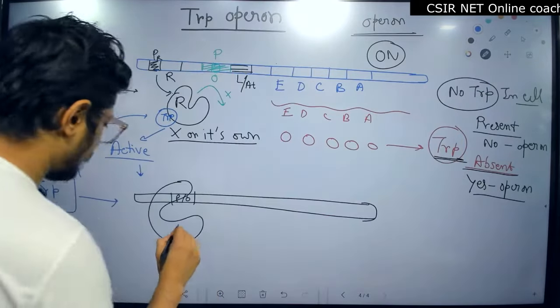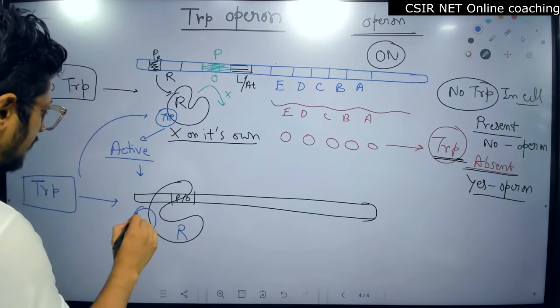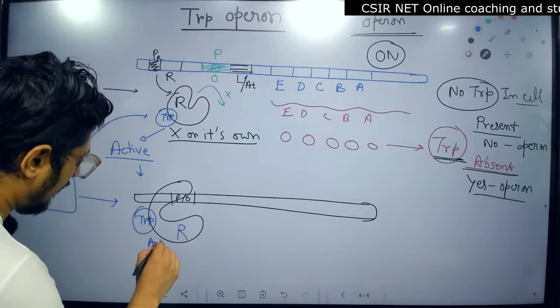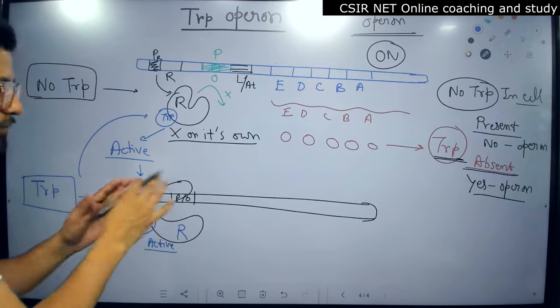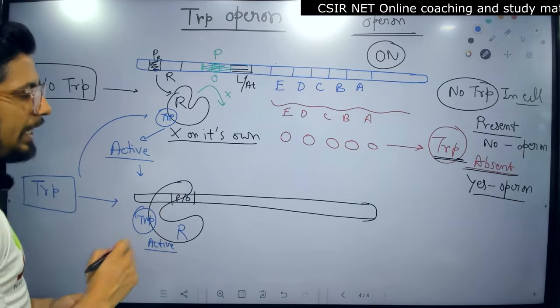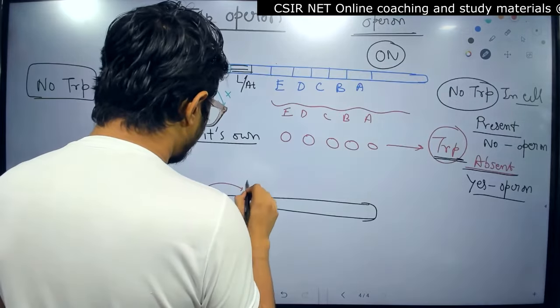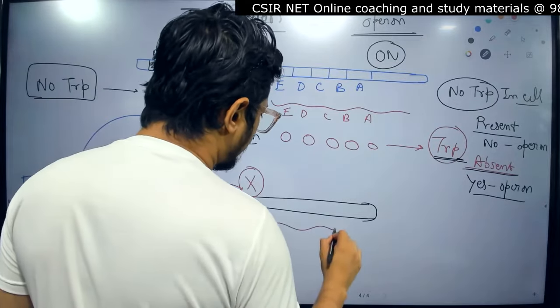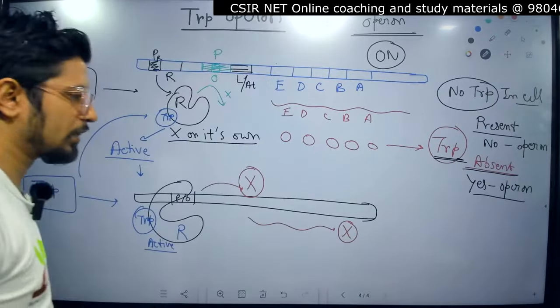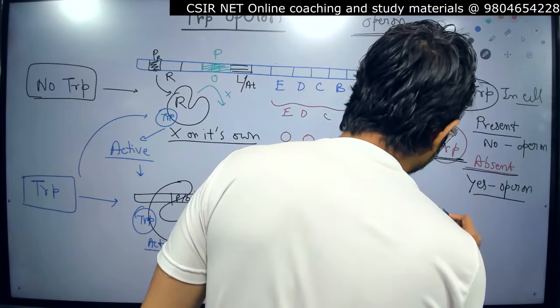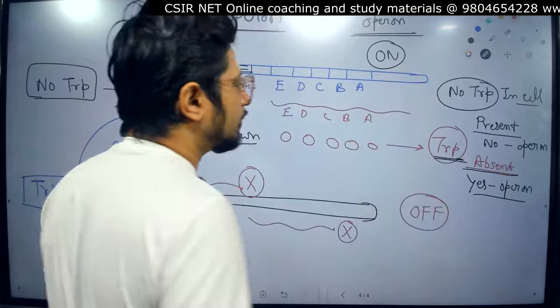promoter operator region. So let's imagine that this is the repressor binds here. How? Because the tryptophan is associated to the repressor, making it active form, and this active form of repressor binds to the promoter operator pair, and that will prevent the transcription event, no transcription event. So the operon will be turned off.